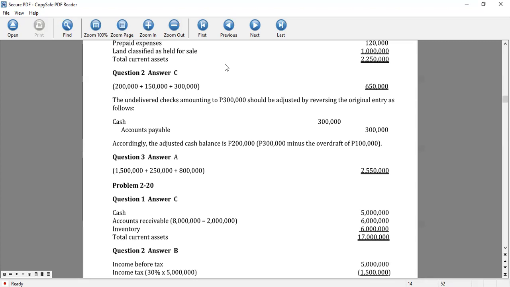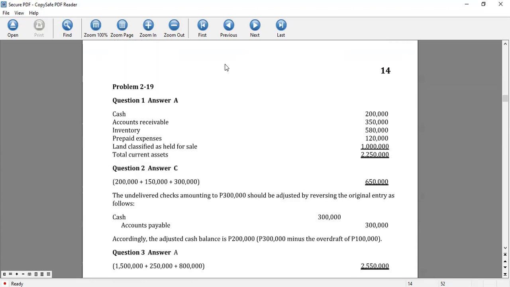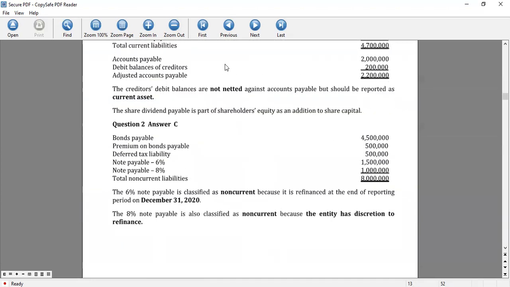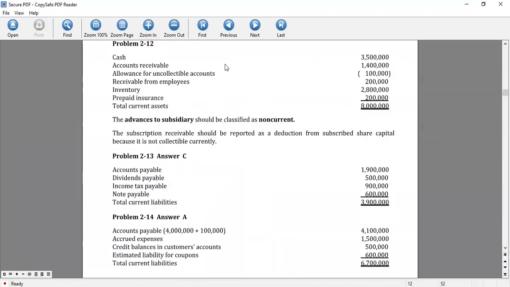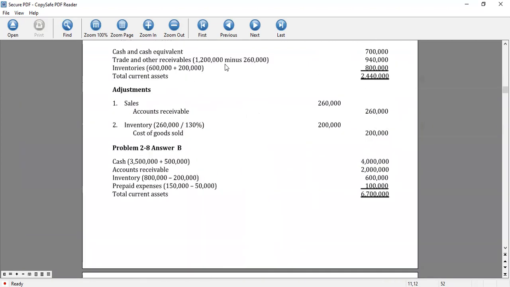So we have now in question number 3, we begin with share capital, 1.5 million, share premium of 250,000, and add retained earnings of 800,000. So the total of the equity section is 2,250,000.